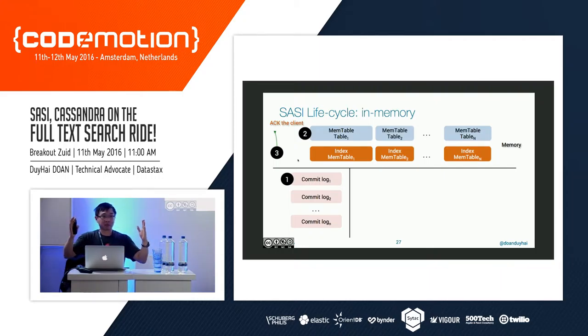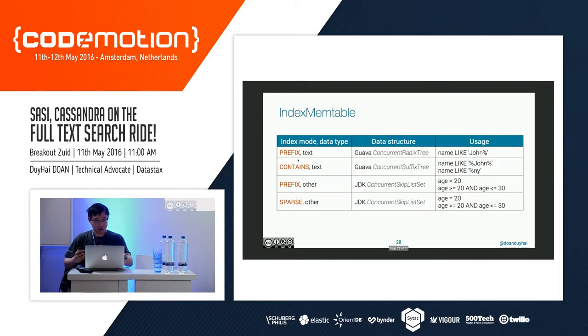After some time, the amount of data in memory will grow, so we need to flush to disk. Just for info, we are using those data structures in memory. The Guava library is used for the suffix and prefix query, okay? For prefix, a concurrent radix tree is used, for a query like John percentage. The suffix tree is used for the contains mode. And if you have a data type which is not text, like integer, long, double, UUID, we all use a concurrent skip list set from the JDK, a modified version, okay?